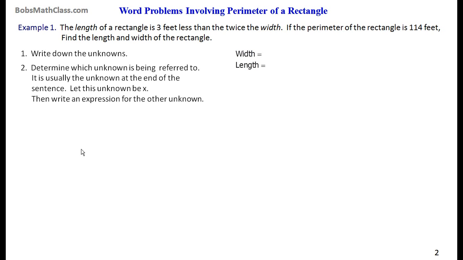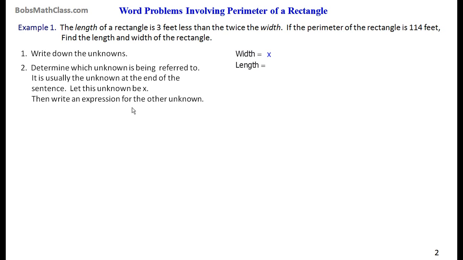Number 2. Determine which unknown is being referred to. It's usually at the end of the sentence. Let this unknown be x. So let's go to that sentence. The length of a rectangle is 3 feet less than twice the width. Which one is being referred to? They're telling you about length, but it's in reference to width. Yes, width is going to be x.